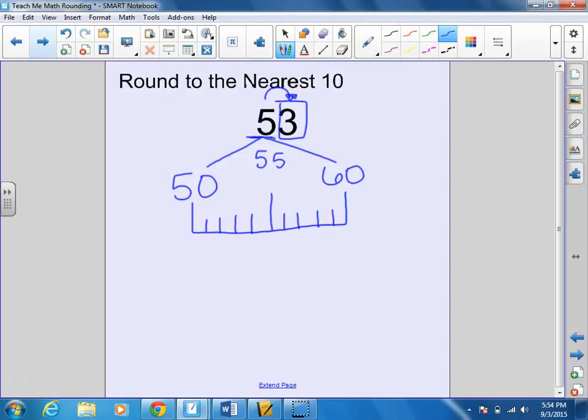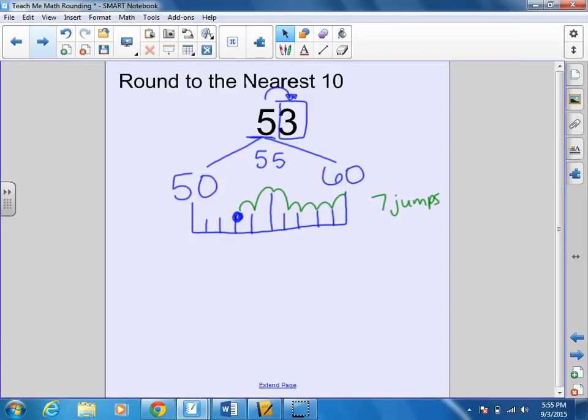So we begin to count. We start at 50, 51, 52, 53. We're going to put a dot right here to indicate that we're on 53. Then I will have my students count the number of jumps it takes to get to each place value. Let's see how far 53 is from 60. 1, 2, 3, 4, 5, 6, 7. It took 7 jumps.